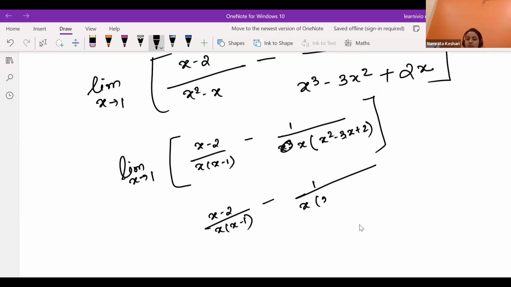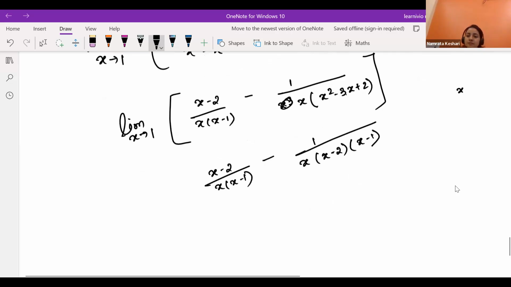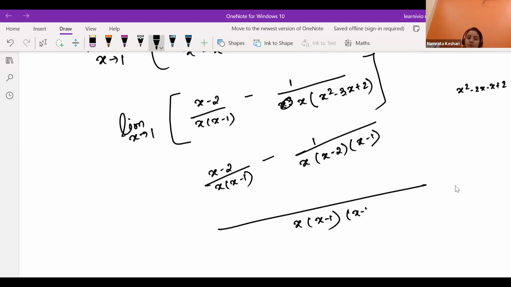From here, I'm getting x minus 2 and x minus 1. Is it so? So the LCM will be x minus 1 and x minus 2. And the numerator will be, here we have taken x minus 1, x, so x minus 2 whole square, and here minus x minus 1, x minus 2, so we will have only x minus 2.